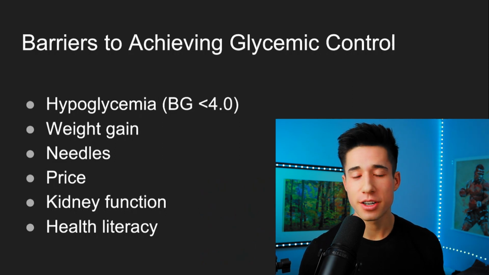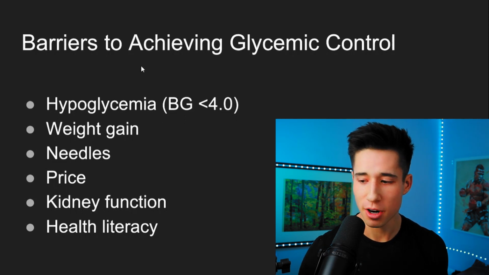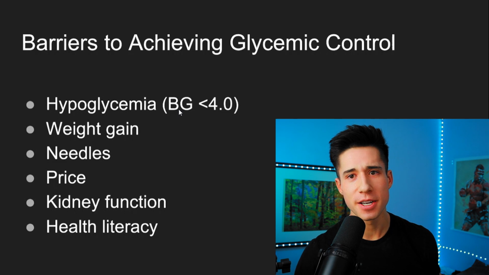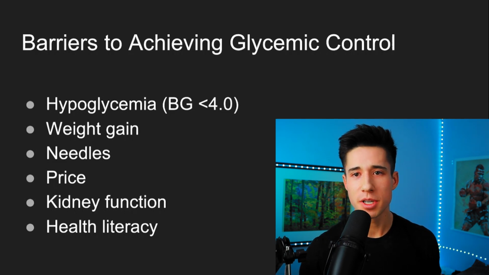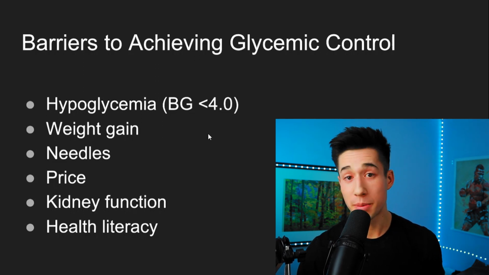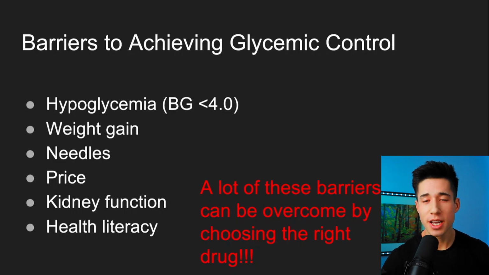Kidney function, as your kidney function declines, the number of options you have in terms of diabetes drugs goes down. So kidney function is a big problem. And health literacy. Diabetes, incredibly difficult, complicated disease. Often people with diabetes and CKD have other comorbidities as well. So very, very complicated for patients to manage themselves. But what I want to talk to you guys about today is that a lot of these barriers that I'm talking about, a lot of them can be overcome by choosing the right drug.